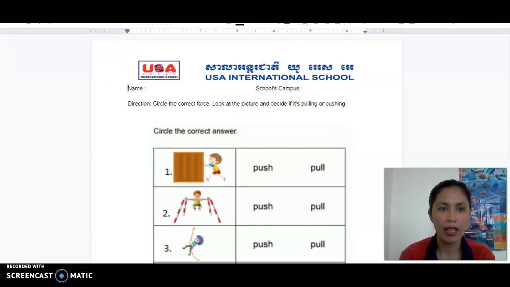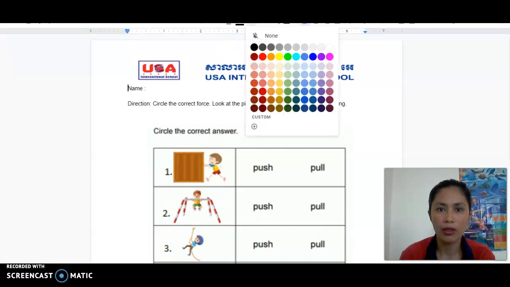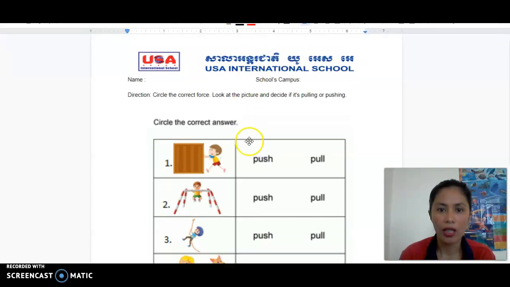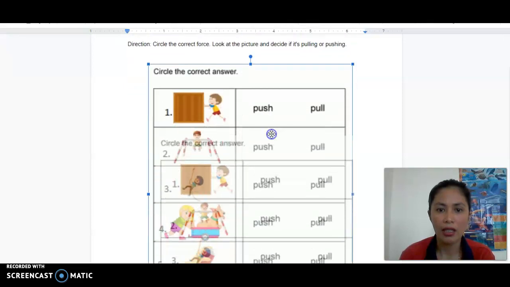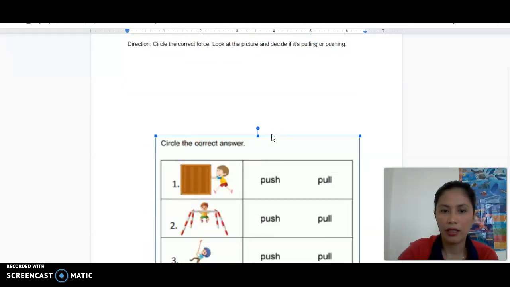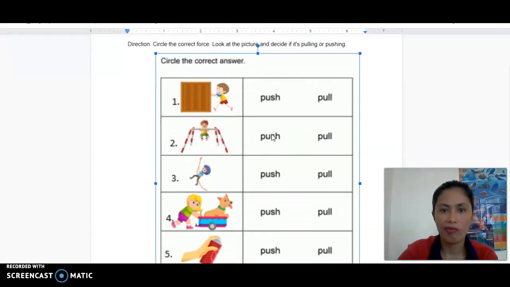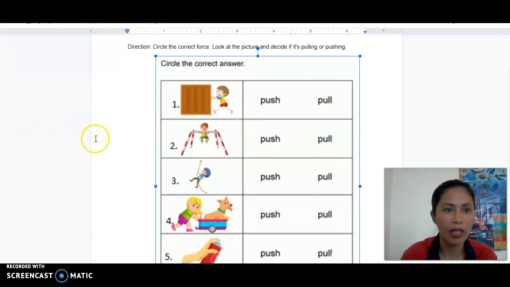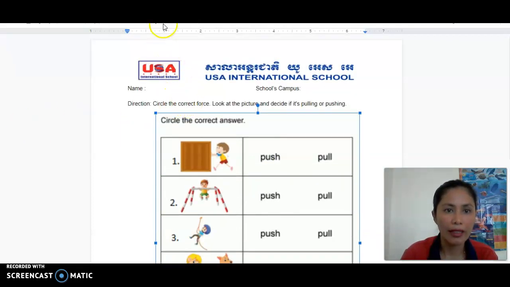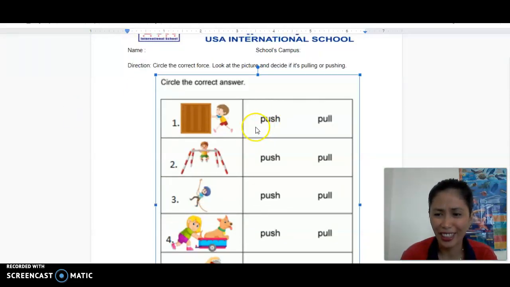Let me see if I can add color. Maybe this one. All right. So the answer is, oopsie. All right, so I'm not really familiar with adding something on it. Okay, so this is push. The answer is this one.